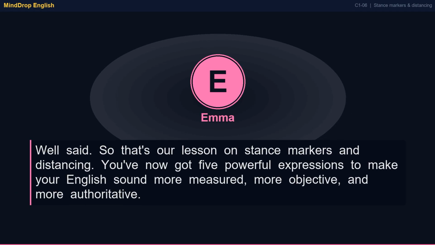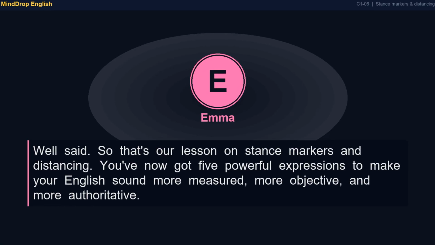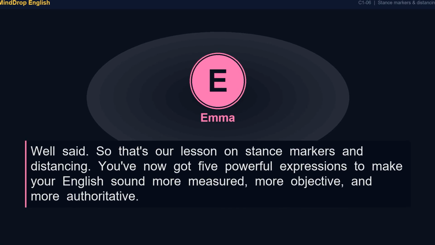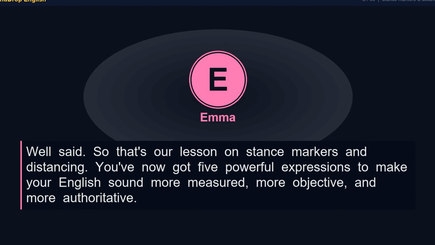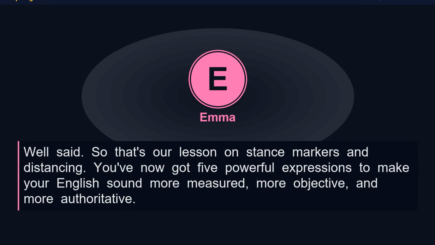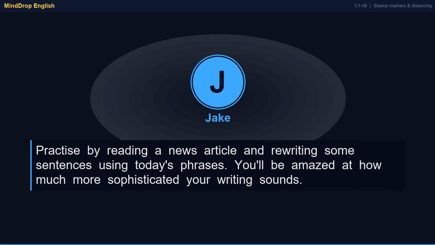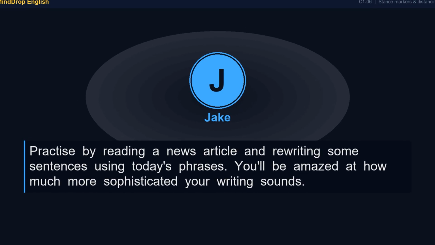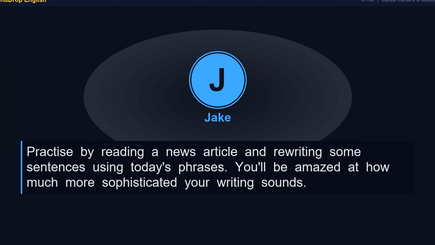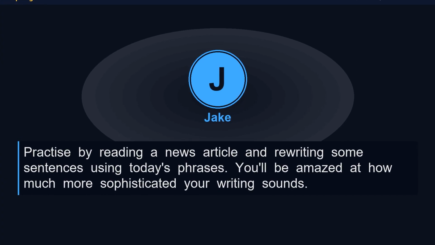Well said. So that's our lesson on stance markers and distancing. You've now got 5 powerful expressions to make your English sound more measured, more objective, and more authoritative. Practice by reading a news article and rewriting some sentences using today's phrases. You'll be amazed at how much more sophisticated your writing sounds.